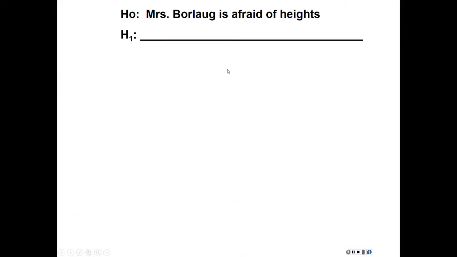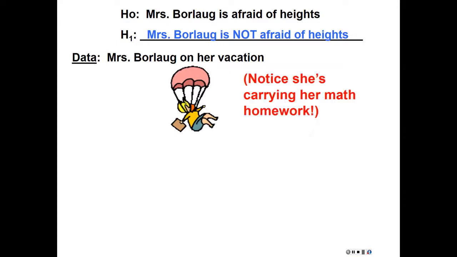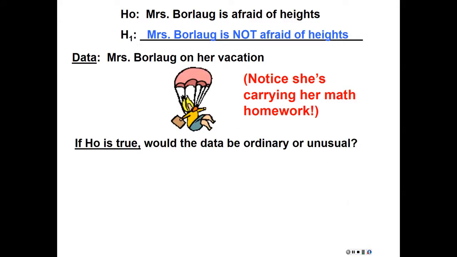This one says Mrs. Borlaug is afraid of heights. And then the alternate, of course, is that Mrs. Borlaug is not afraid of heights. There's your evidence. What do you think? You think she's afraid of heights? Nope. Doesn't look like it. If H0 is true, would the data be ordinary or would it be unusual?